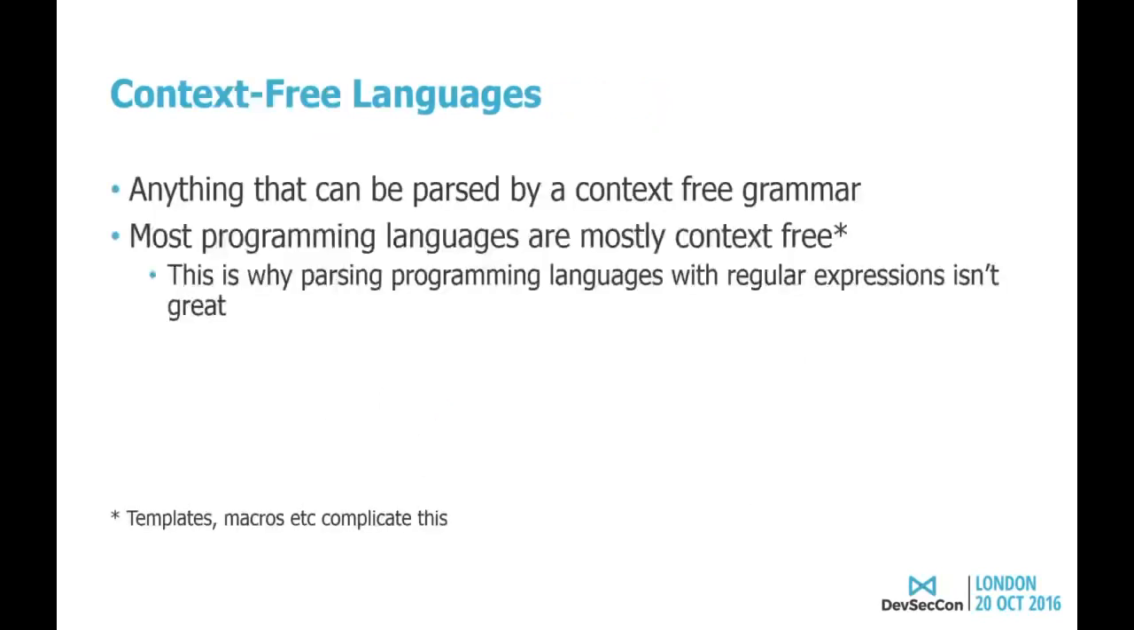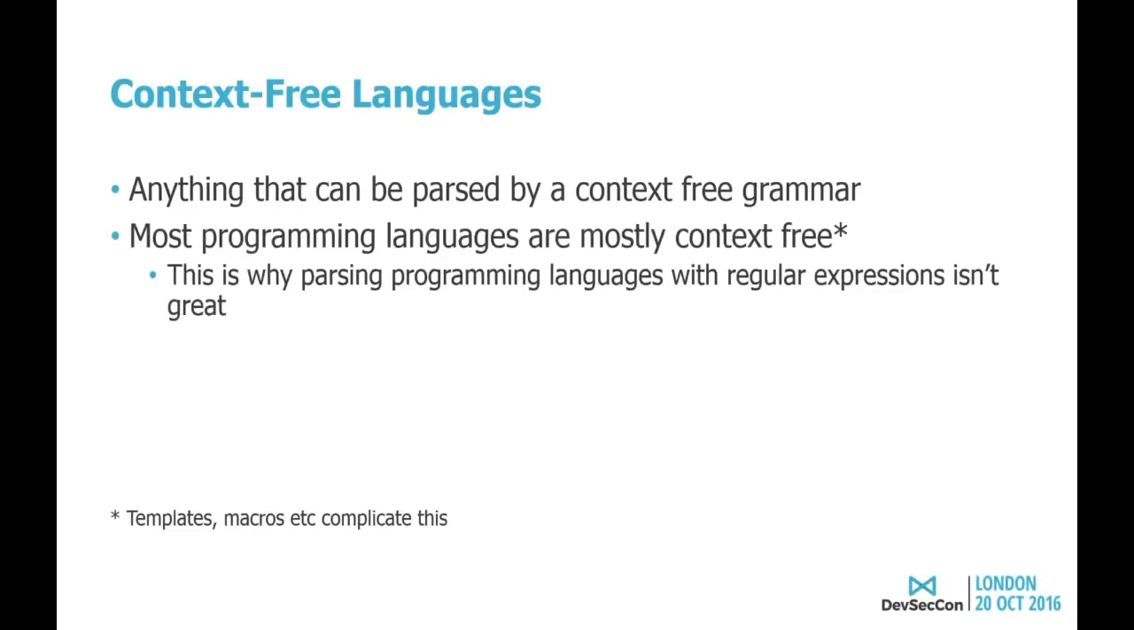A context-free language is anything that can be parsed by a context-free grammar, which we'll look at exactly what that means in a second when we get down to how the parsers for that work. But we're looking at that because for the most part, programming languages are context-free. This is why, if any of you have ever tried to parse programming languages with regular expressions, it doesn't generally tend to end too well. There are limitations around what most regular expressions are capable of doing, which makes this quite nasty. I'm also saying mostly context-free because things like C++, with all its templates and macros, throws all that off completely.